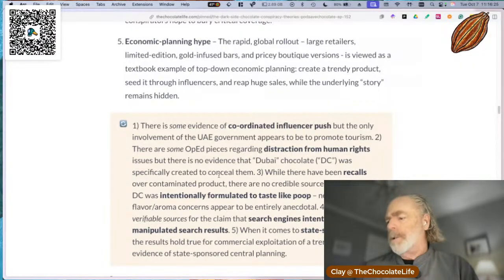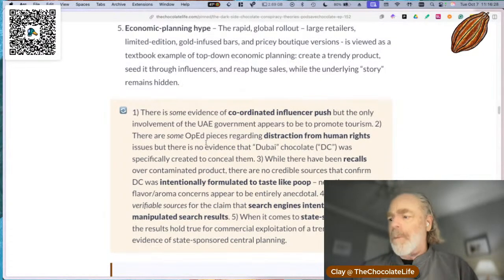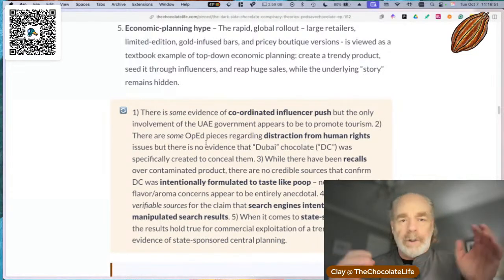Doesn't make much sense. Number two, there are some op-ed pieces regarding distraction from human rights issues, but there is no evidence that quote unquote Dubai chocolate was specifically created to conceal them, right? So we need this. Oh, somebody is going to go and pay the people at Fix Desserts to create this product, and we are deliberately going to use the creation of this product as the basis for social media marketing campaigns to distract from human rights abuses.